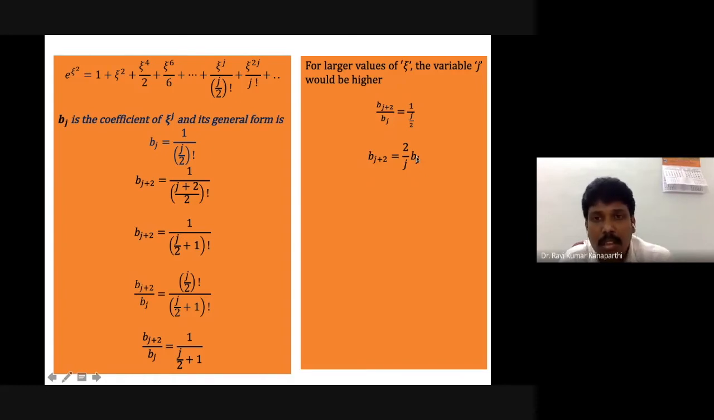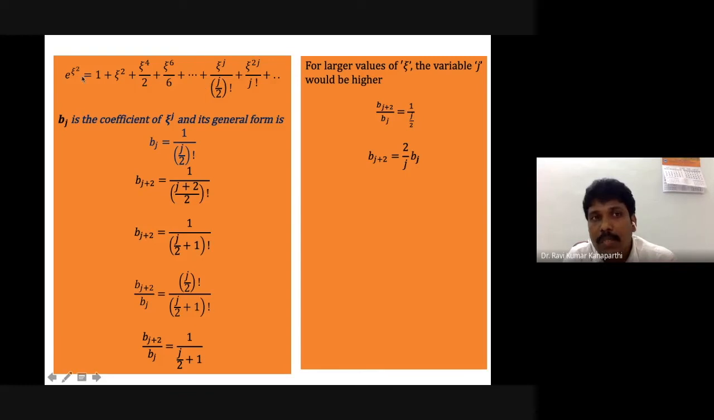So what is this recursion relation? This recursion relation is useful to obtain the coefficients in the infinite power series of this exponential function. Are you getting this? This recursion relation, bj plus 2 is equal to 2 by j bj, is useful to evaluate any coefficient in this infinite power series of the exponential function.